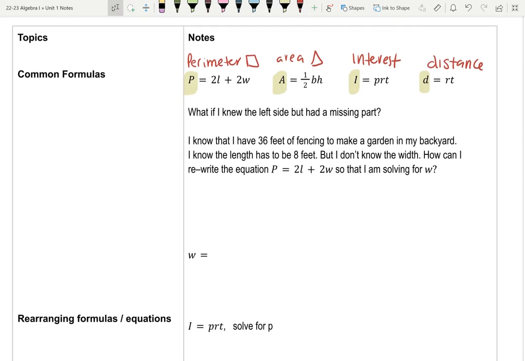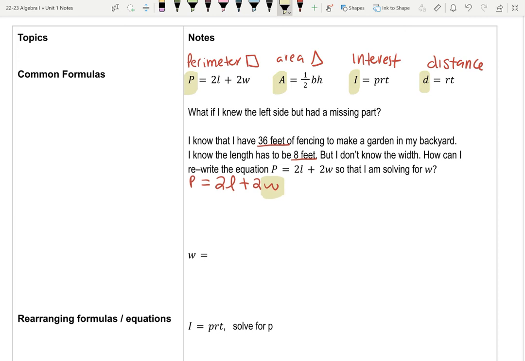So if I know that I have 36 feet of fencing to make a garden, and I know the length has to be 8 feet, but I don't know the width, how can I rewrite the equation so I am solving for W? So I'm going to take P equals 2L plus 2W. I make this kind of a cursive L just so we can differentiate it from a 1. And I want to get W alone.